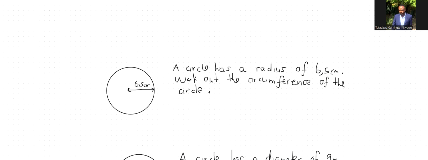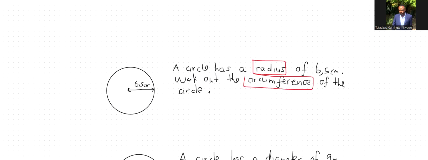It reads, a circle has a radius of 6.5 centimeters. So this is the keyword, radius, all right? A lot of students get confused between radius and diameter. So this is radius, right? So they're saying a circle has a radius of 6.5 centimeters. Work out the circumference. There is another word, circumference, okay?